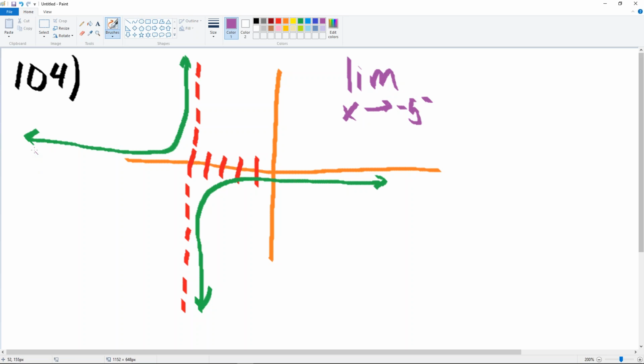So if we approach -5 from the left-hand side, it's right here. So what am I approaching? Infinity. Right. So that's the answer. Equals infinity.